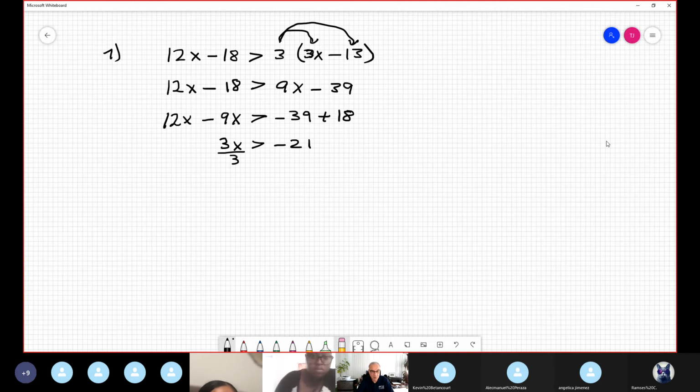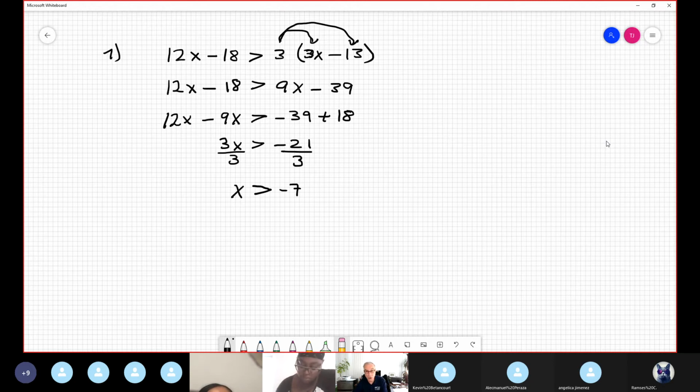Finally, divide by 3. Remember, my goal is to isolate the x. So x is greater than negative 21 divided by 3, which is negative 7. And what happened with the sign? Does it stay the same or reverse? It stays the same, because you are dividing by positive 3. It doesn't matter that in the numerator we have negative 21. The action you are doing is dividing by a positive, and when you divide by a positive, it stays the same. Good? Yes.